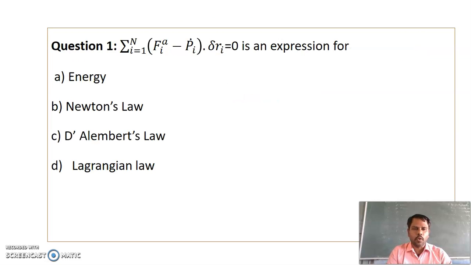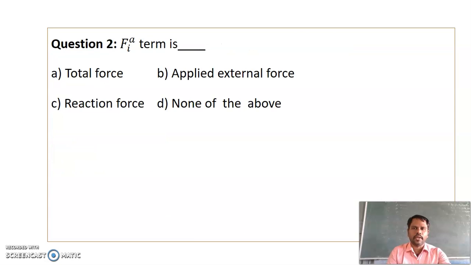Now let's have a small MCQ session. Summation i is equal to 1 to n, Fia minus Pi dot into delta Ri is equal to 0. This is an expression for D'Alembert's principle. So the option is C. Question number 2. The Fia term is the first term, which is the applied external force. So the answer option is B.